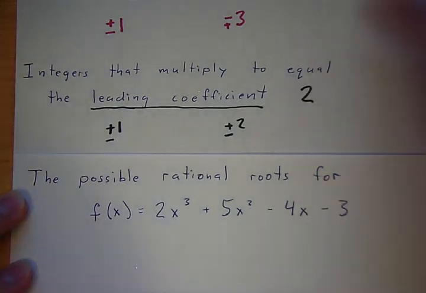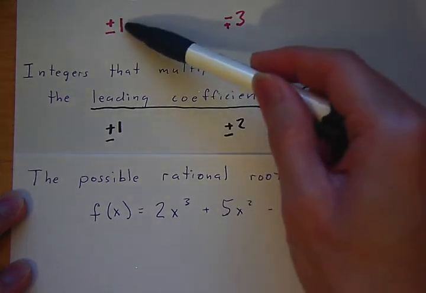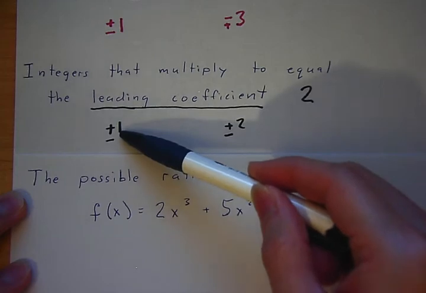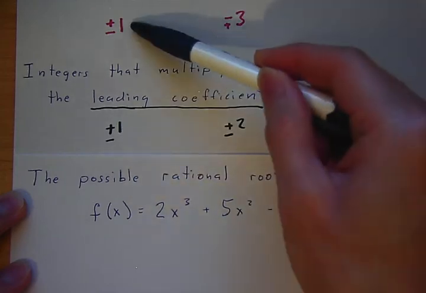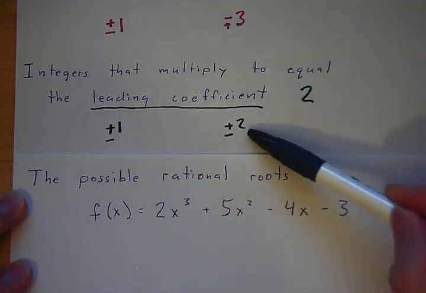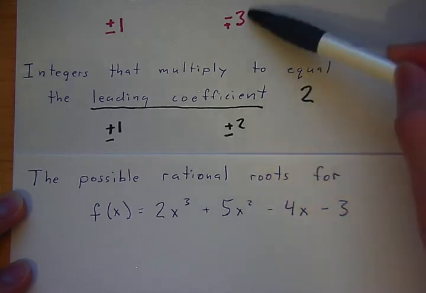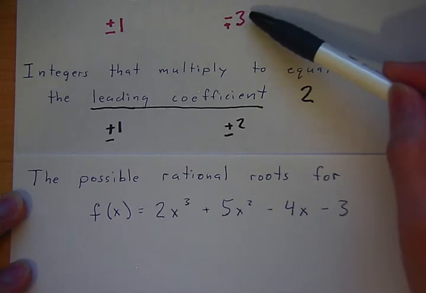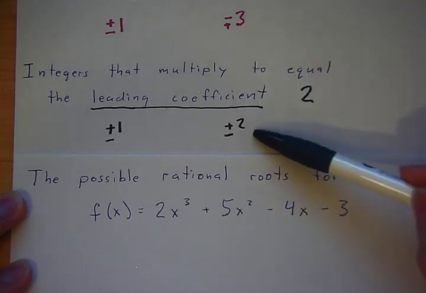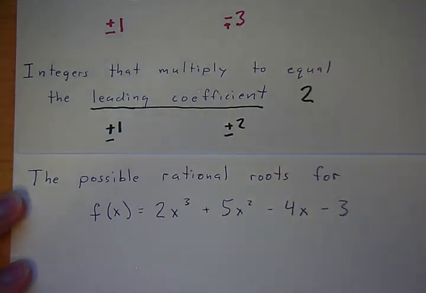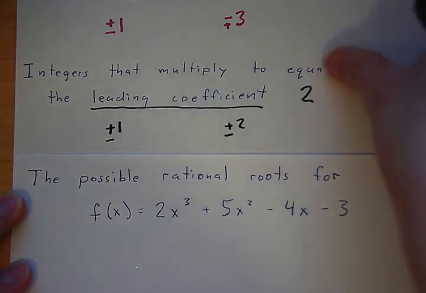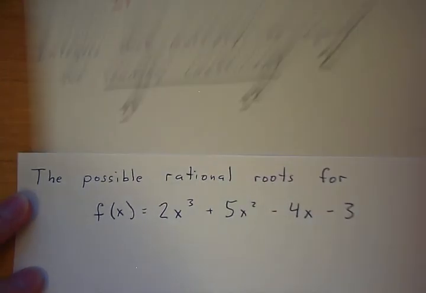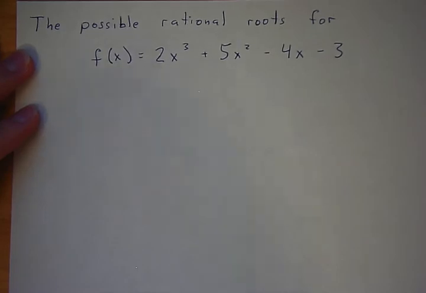So our possible rational roots is, for example, positive 1 divided by 1, or positive 1 divided by 2, positive 3 divided by 1, positive 3 divided by 2, and then all the negative versions of that. Let me write that down here.